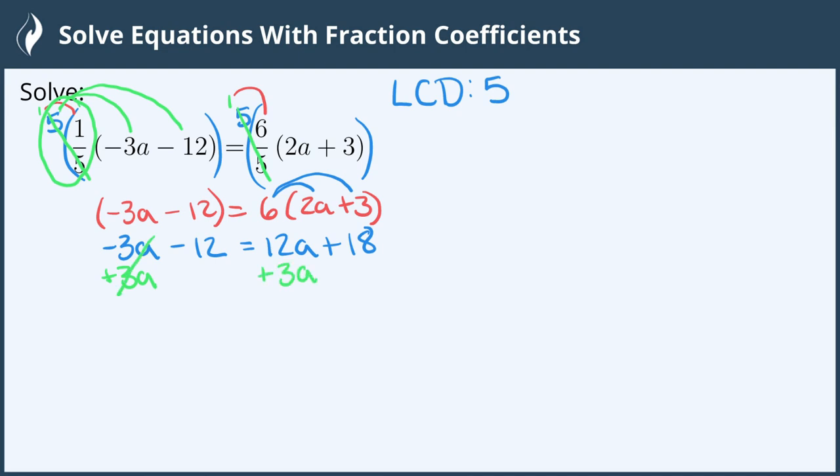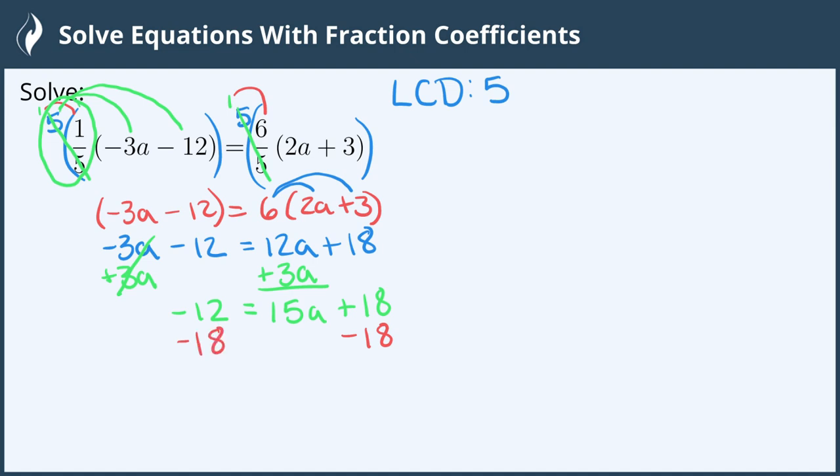And this is just personal preference. You can choose whichever side you want. So we're left with negative 12 on the left side. 12 plus 3a gives us 15a, and we still have the plus 18. Now we need to continue isolating the variable by subtracting 18 from both sides.